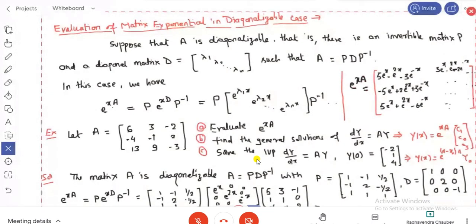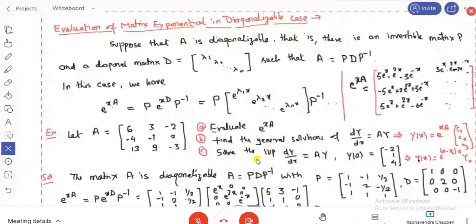Okay. So now we use this third one, which is given. What is the initial condition given? Here, if we put x equals 0, this is your initial condition. x0 is 0. If you put x equals 0, this is e to the power xA, and e to the power xA is this thing into y0. And what is the value of y0? y0 is minus 2, 1, 4.